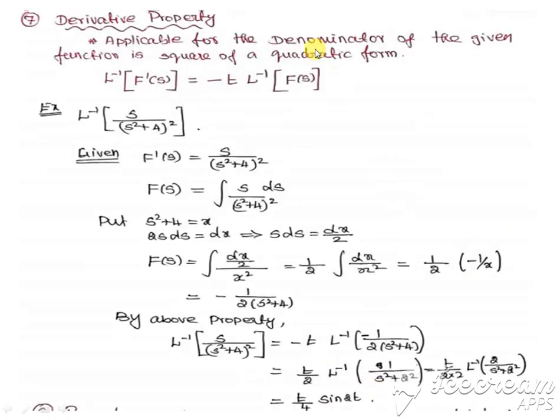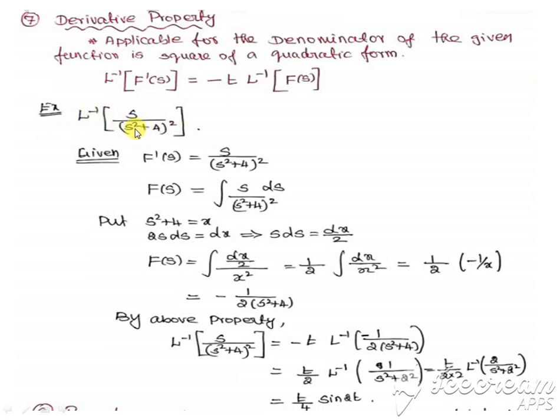So the seventh property, the derivative property, is applicable when the denominator of the given function is the square of a quadratic form. We take L inverse of the function f dash of s, which is equal to minus t L inverse of f of s. This is one of the examples: L inverse of s by s squared plus 4 the whole square.